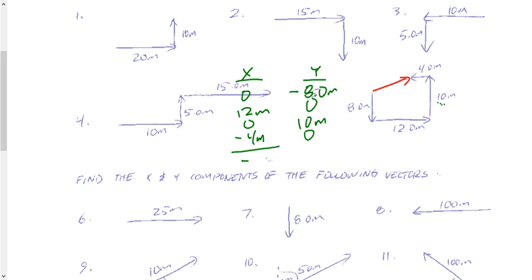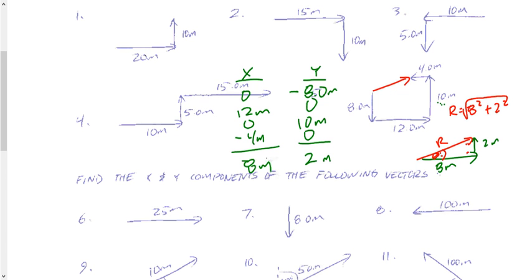12 plus negative 4 is 8. Negative 8 plus 10 is 2. So we're going to draw 8 and 2 meters. And that's going to give us a resultant that looks like this. R, position 1, 2, 3. Where's theta? Position 1, 2, or 3? Right. Going to be position 3. So we find the value of R by doing square root of 8 squared plus 2 squared. What does that work out to be?